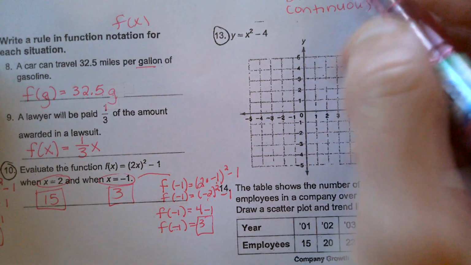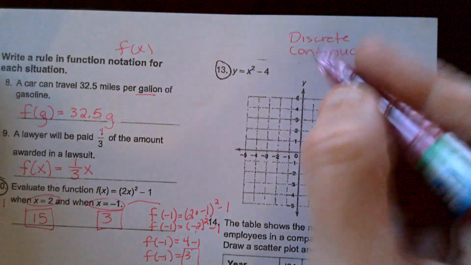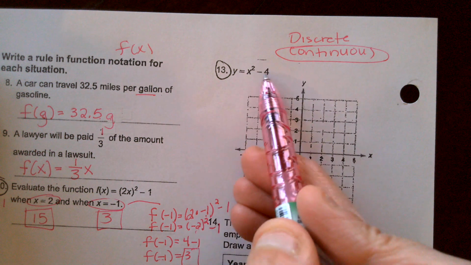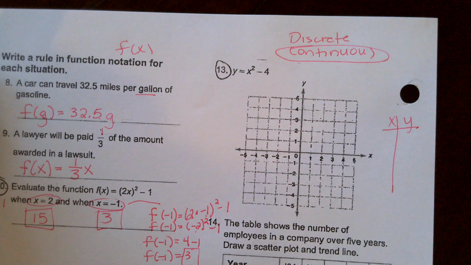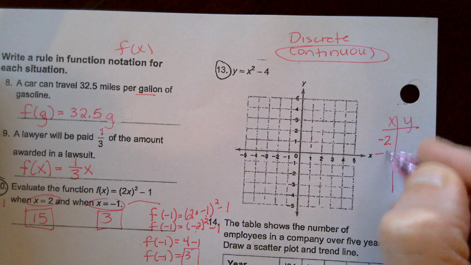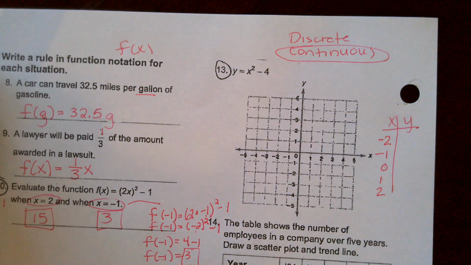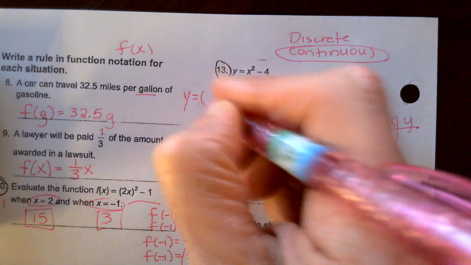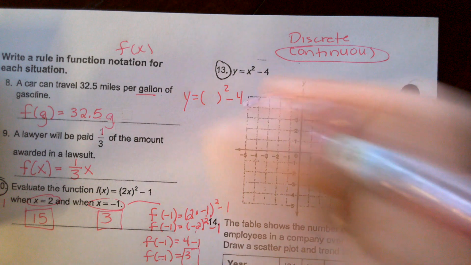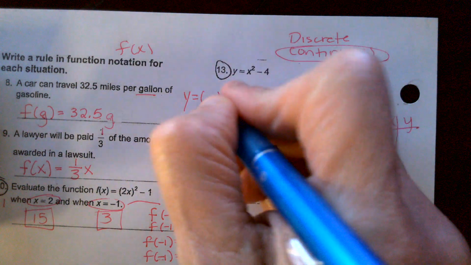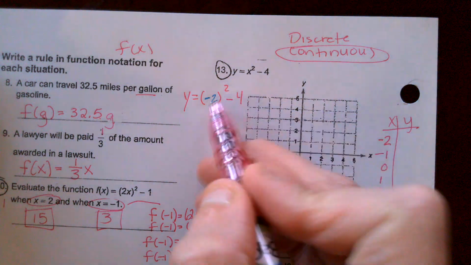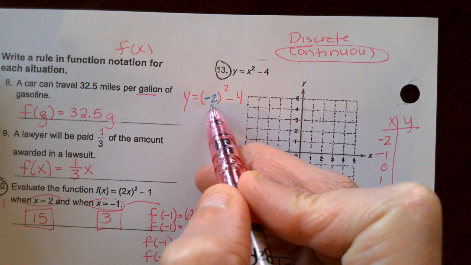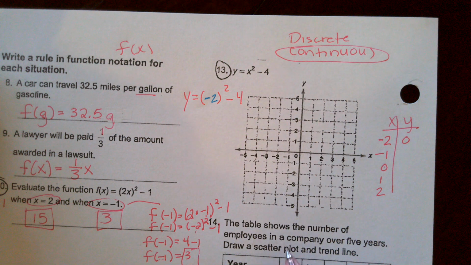This is continuous because I don't give you values. You have to make your little XY chart and pick your own. So let's pick -2, -1, 0, 1, and 2, and see what we get. So we have y equals something squared minus 4. You put in a -2 here. Okay, what's -2 squared? I'm going to do this a little faster. That's 4. Minus 4 is 0.